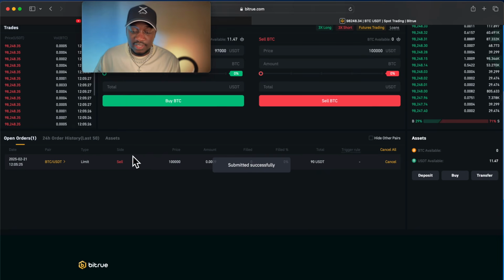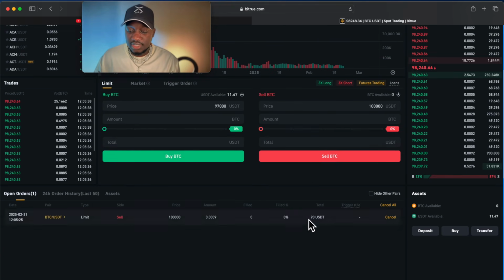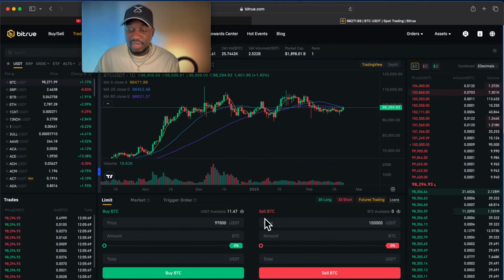Now we have a sell order in the order book waiting to be filled, and if the price of Bitcoin goes to 100,000 USD, we're going to sell our BTC. You can see the total amount that we're going to be selling is 100 USD, and the filled amount is 0 because nothing has been filled. The price is still at 98,000. But let's say you want to sell immediately without waiting.